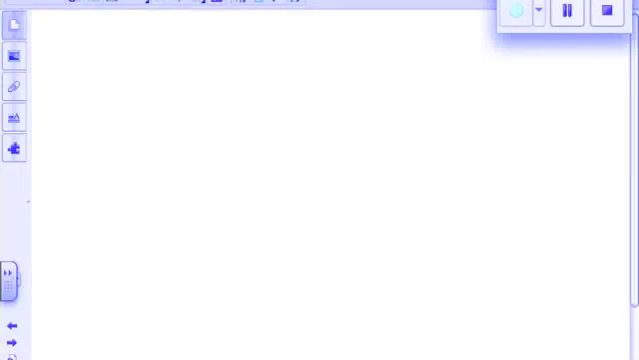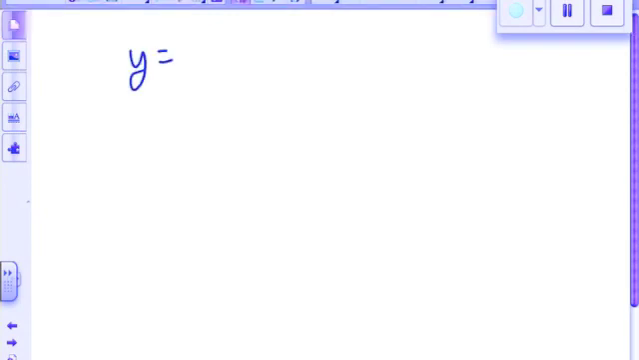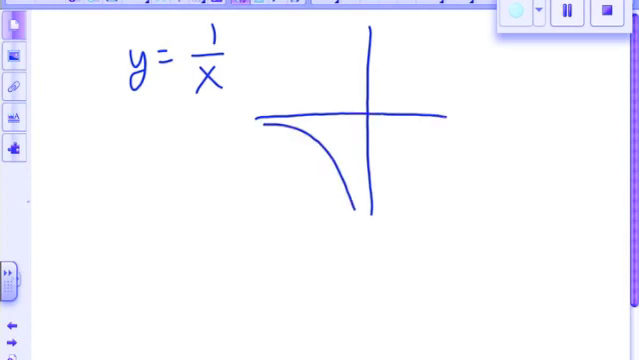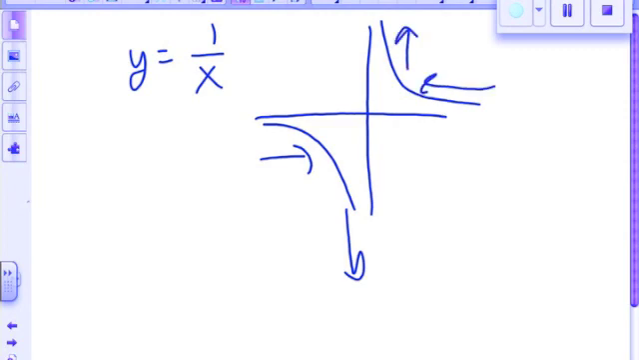Okay, so as we start this next little bit about writing an equation from a graph, a couple things you want to think about. I have the graph of y equals 1 over x, which is one of the toolkit functions. What happens with that is as x approaches 0 from the left, y goes down to negative infinity, right? And as x approaches 0 from the right, y approaches positive infinity.